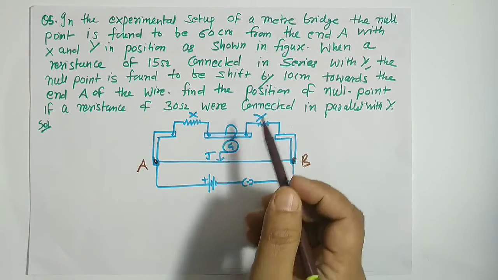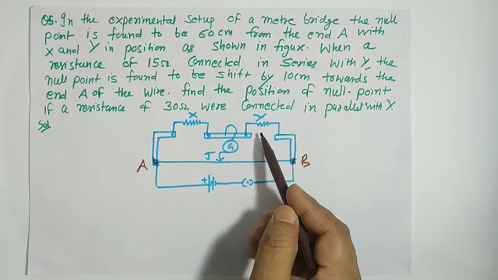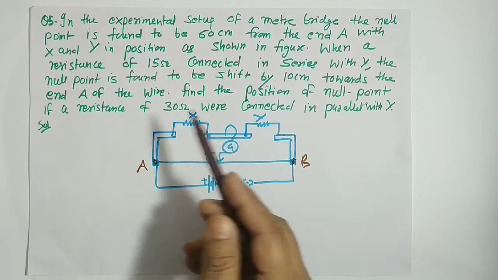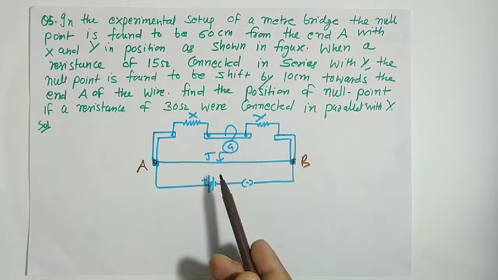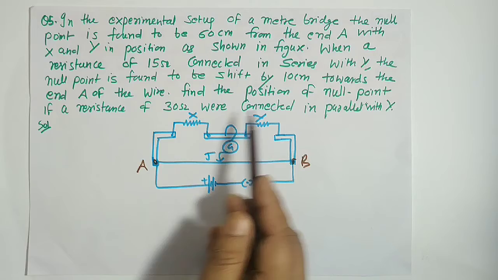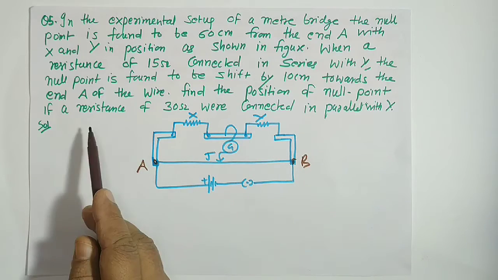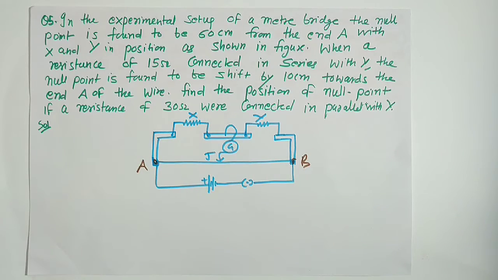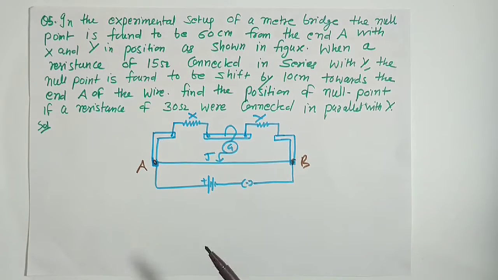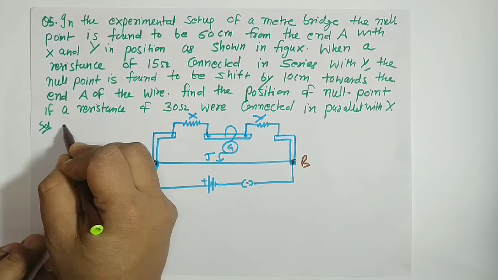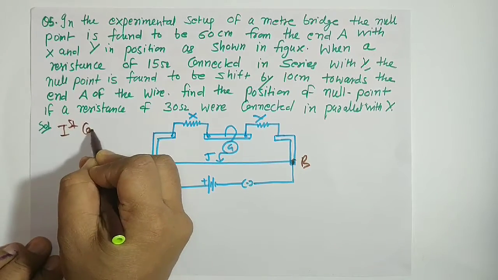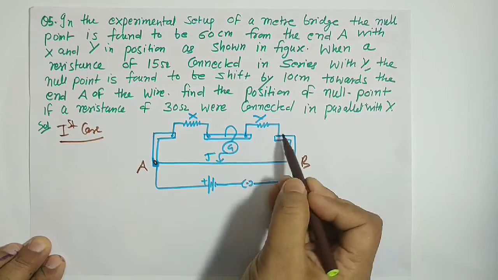With X Y in the position as shown. Now when a resistance of 15 ohm is connected in series with Y, the null point is found to be shifted by 10 centimeter towards the end A. Then find the position of the null point if a resistance of 30 ohm were connected in parallel with Y. So this is a question of a type we have done, so we'll find out the equations.